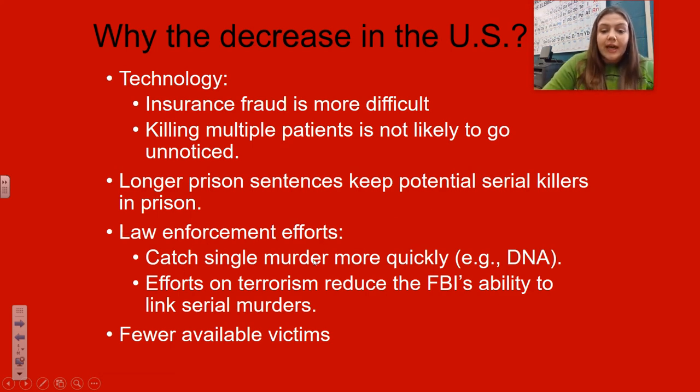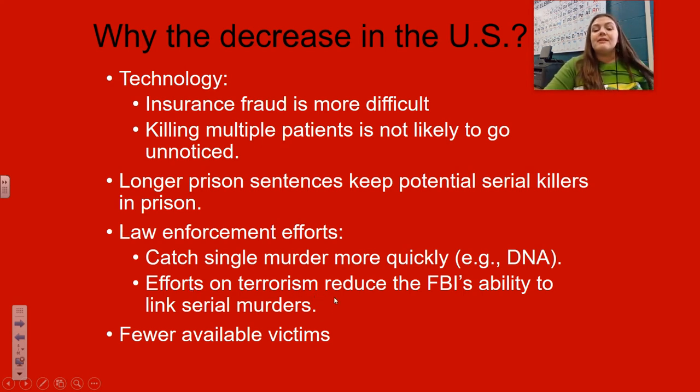Law enforcement efforts catch single murderers more quickly. If we have better law enforcement, more surveillance, and better efforts, we have DNA now. We have all this better technology that enhances our ability to catch them faster, before they actually become a serial killer. Efforts on terrorism reduce the FBI's ability to link serial murders.